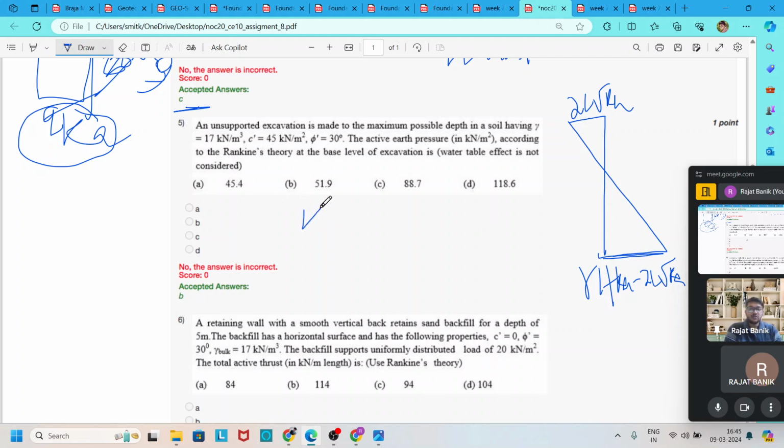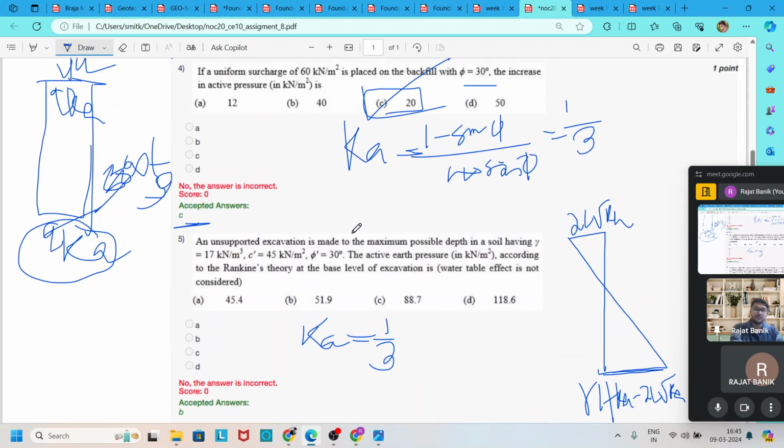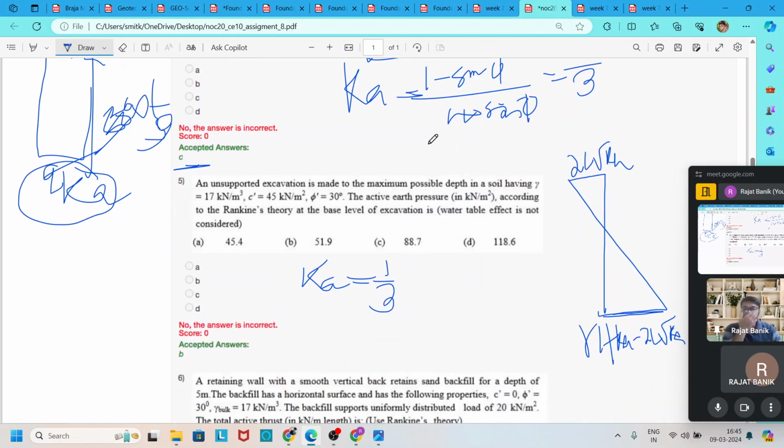First we find out K for 30 degrees. K is equal to 1 by 3. We also found this in the previous question. So put all these values: gamma here is 17, K, and H is the height of the wall.